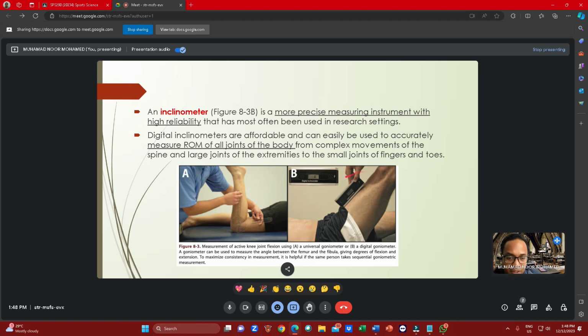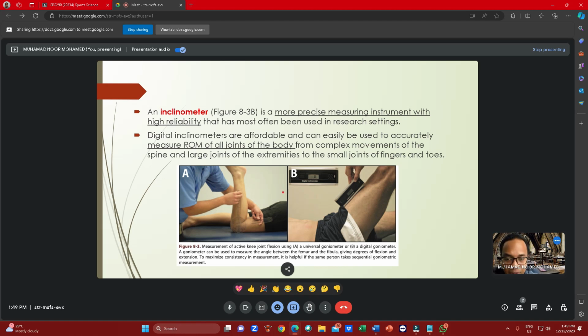And this one is known as a digital goniometer. This too is still a goniometer. It is not yet an electronic goniometer. With an electronic goniometer, we don't have a reading here. We just have sensors attached. Let's say we try to determine the flexion of the hip. We have one sensor attached to the thigh and one sensor attached to the waist in order to determine the range of motion between those two.